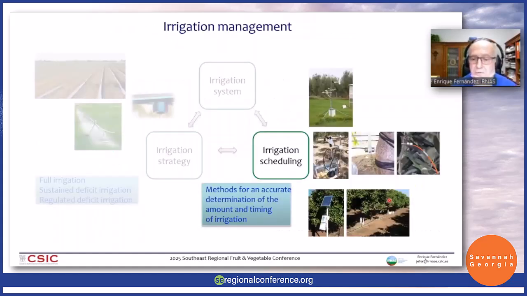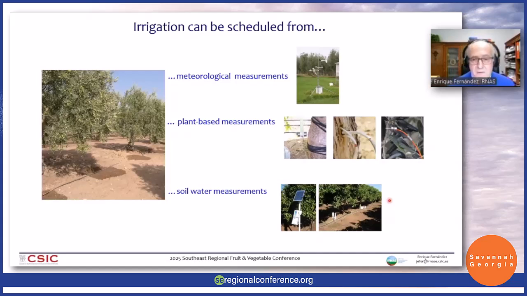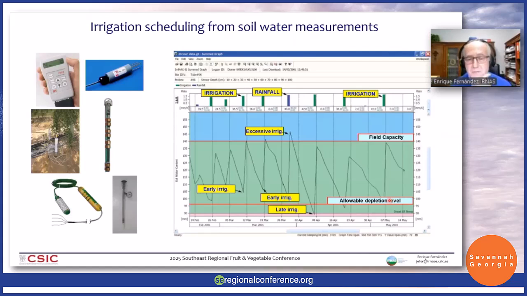Okay, let's go now and focus on the methods to schedule irrigation. Well, you can schedule irrigation from soil water measurements, from meteorological measurements, or from measurements made in the plant. Let's have a look at these 3 different approaches, starting with soil water measurements.